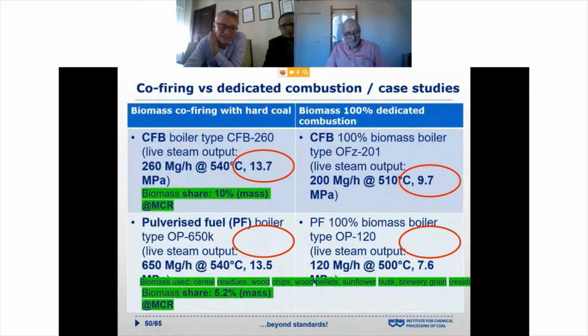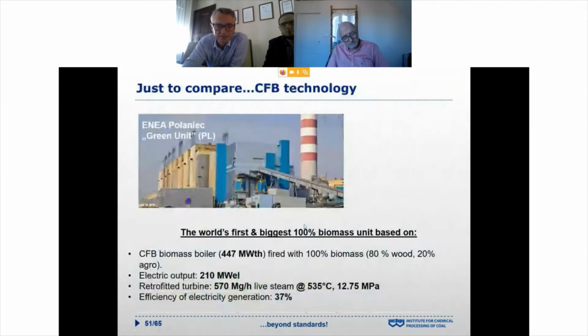So a difference in these parameters gives the influence on the energy efficiency. So generally, the energy efficiency of the plant depends on the parameters of the live steam. So when you look at this, generally, when we don't look at the fuel yet, we should expect the lower efficiency in the biomass only boilers comparing to the hard coal boilers, which were used for the co-firing. So these are the parameters which should be looked at in the beginning, just to give some reference. And after that, we should only look at the biomass.